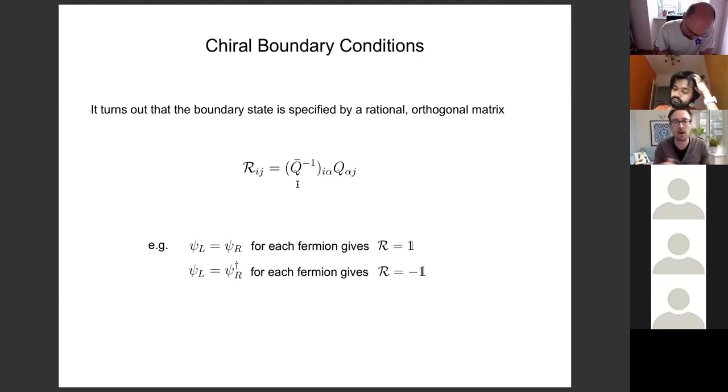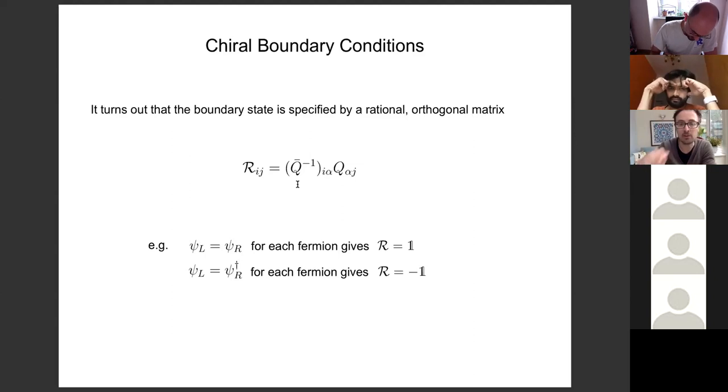To give you some simple examples, if you do the normal boundary conditions, psi left goes to psi right, this matrix R is just a unit matrix. If you do Andreev reflection for every one of the n fermions, this matrix R is minus the unit matrix. However, if you want to do something more funky, where the left moving fermions have very different charges from the right moving fermions, then R will in general be a more interesting rational orthogonal matrix.